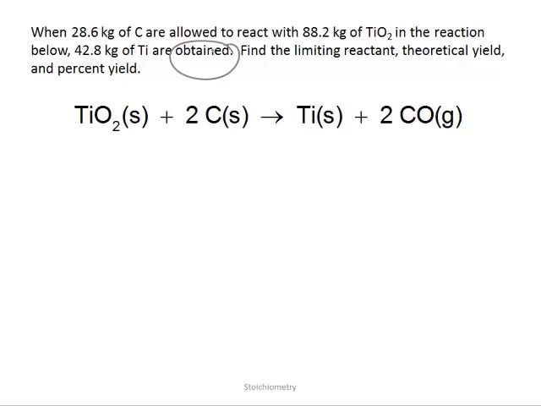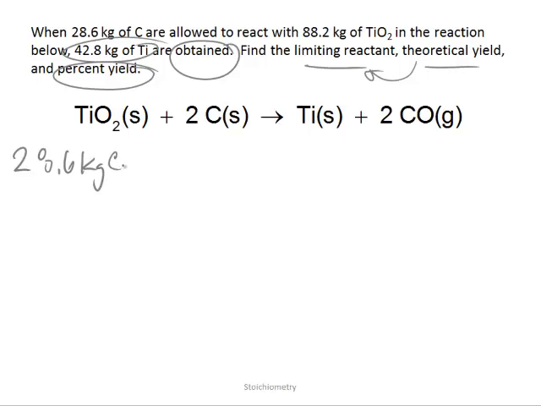Okay, so with this information, we can find the limiting reactant, the theoretical yield, which again will be based on our limiting reactant. And since we know the actual yield, we can calculate the percent yield. Okay, so again, if we want to find the limiting reagent, we need to calculate how much product we can make. All right, so let's just start out with 28.6 kilograms of carbon. And we're going to calculate how much product we can make. Now again, since we have 2 products, it doesn't matter which one we go after, but since we're going to be going back to the amount of titanium to calculate our percent yield, it makes sense to calculate the amount of product in titanium.